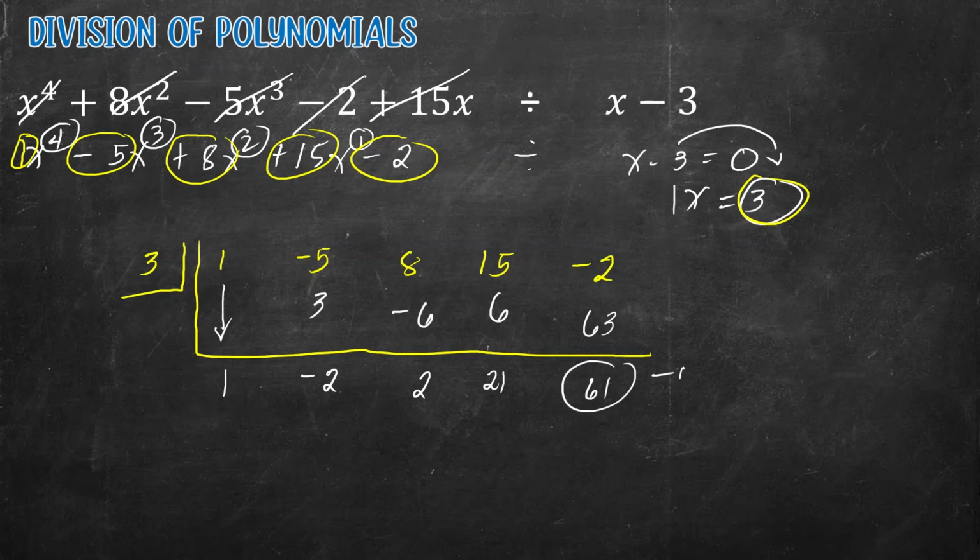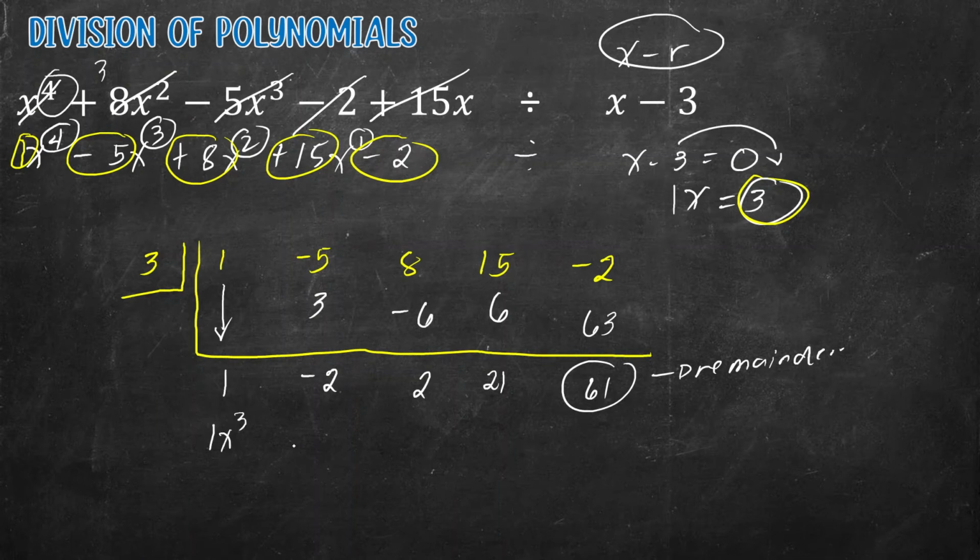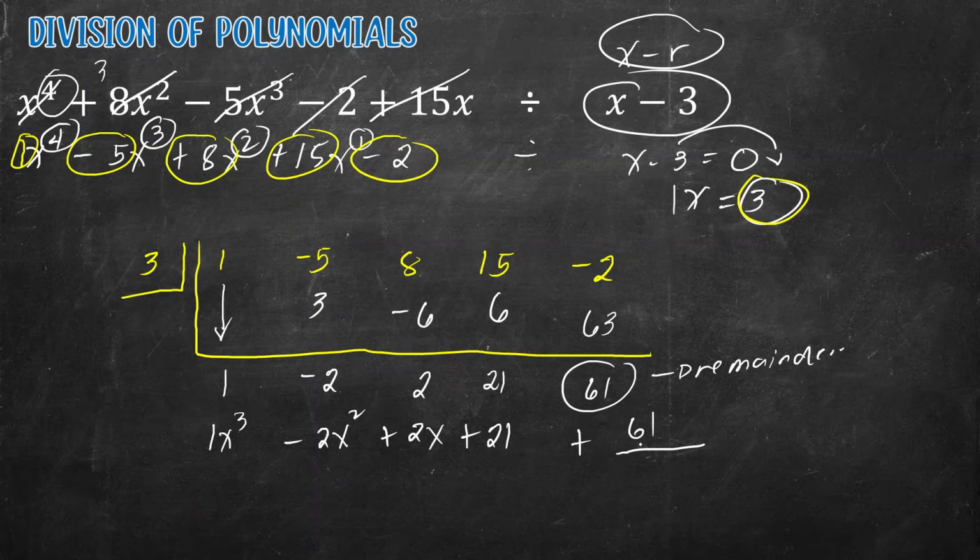So, it will serve as our remainder. Again, we can only use synthetic division if our divisor is written in x minus r, okay? Tandaan nyo yun. Okay. So, now, subtract tayo ng isa kay degree. Since it is raised into 4, yung final answer natin will be raised into 3. So, we have 1x cubed minus 2x squared plus 2x plus 21 plus, yung remainder natin, 61 over yung ating divisor, which is x minus 3.